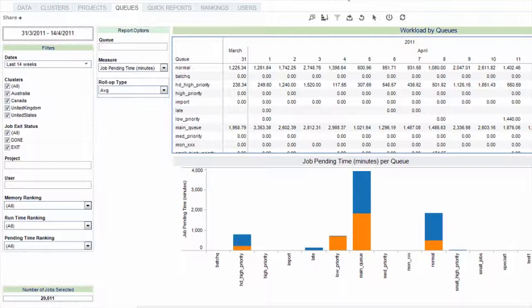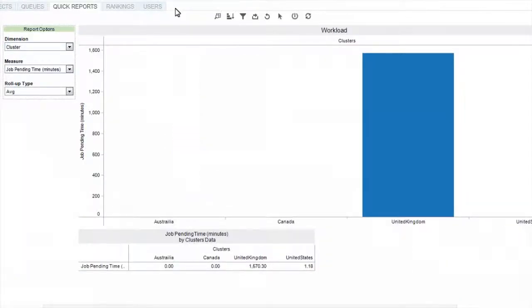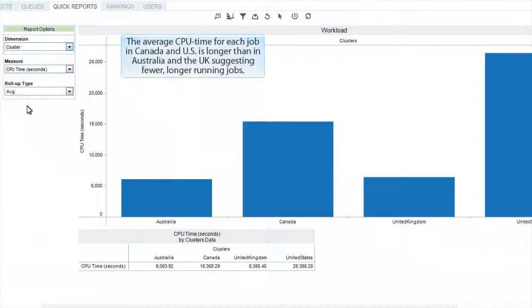For convenience, the Workload Accounting Dashboard in Platform Analytics has a quick reporting tab. Let's look at this now. Recall from before that we had long pending times only on the UK cluster. I'll change the measure to CPU time for all jobs running on each cluster and see if there are differences between geographies. Notice that the average CPU time for each job is longer in Canada and the US than in the UK, showing very different workload patterns.